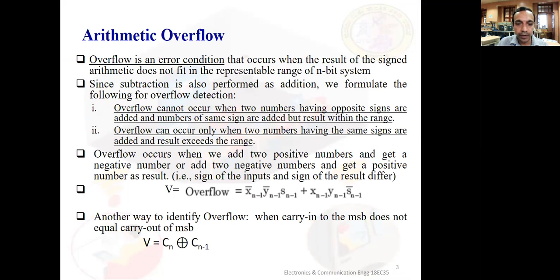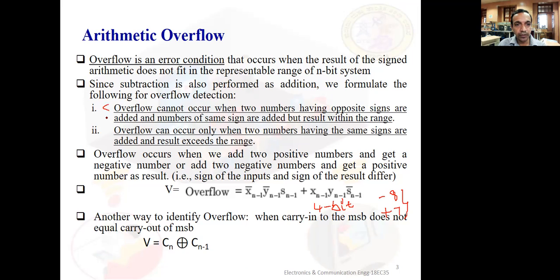So overflow, as we have already seen, is an error condition whenever the result of the addition or subtraction process is outside the representable range of the system. What I discussed in the last class was the no overflow condition. I've taken some examples and shown you the results also. For example, in a 4-bit system, we know that the maximum negative number is -8 and the maximum positive number is +7. If the result of your arithmetic operation is within this range, then there is no overflow. Whenever the result exceeds this range, that is an error condition. We call it an arithmetic overflow.